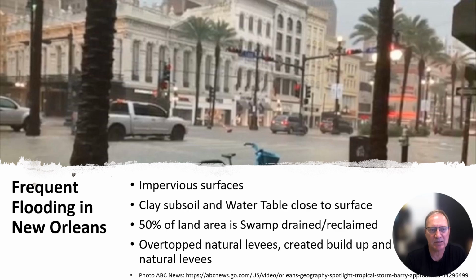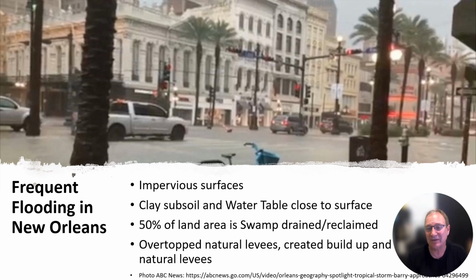So let's talk about frequent flooding in New Orleans. We have everything going against us. We have lots of impervious surfaces. We've managed to put concrete and asphalt on many of our surfaces. And even where there's exposed soil, most of the soil is clay and does not percolate well. It does not absorb water very well.